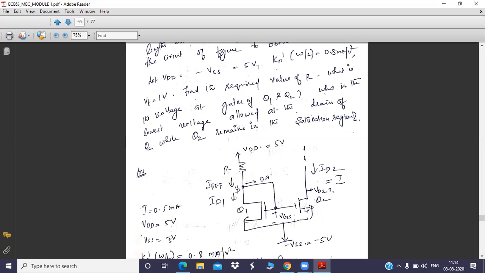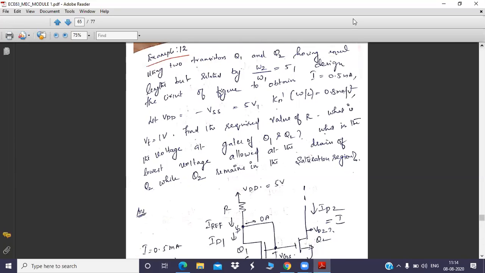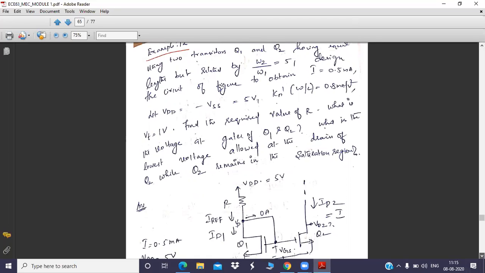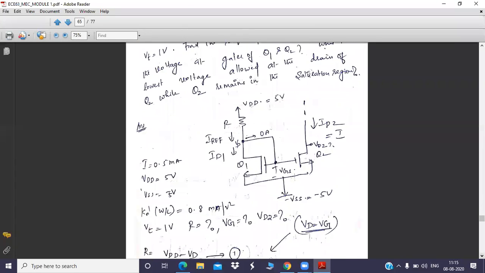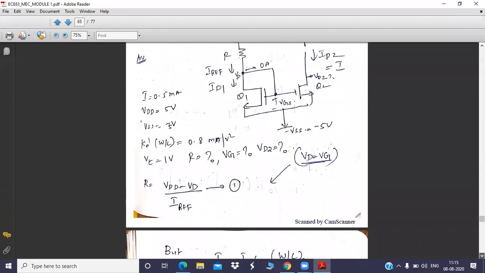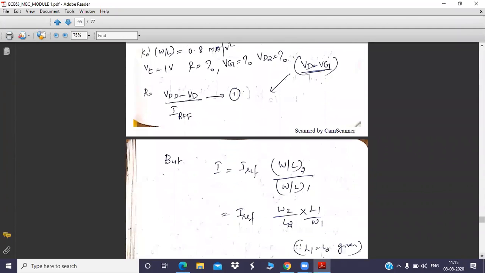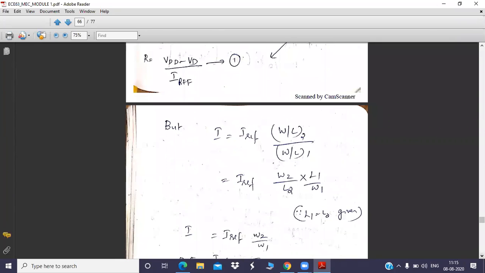What is the aspect ratio? Width to length ratio of the channel. In the question, it is observed that even though length is the same, width is not the same. You have a finite ratio W2 by W1. As the width is different, you have to expect that I will not be equal to IREF. Got the point? Because there is some change in the channel width, you need to find it out.